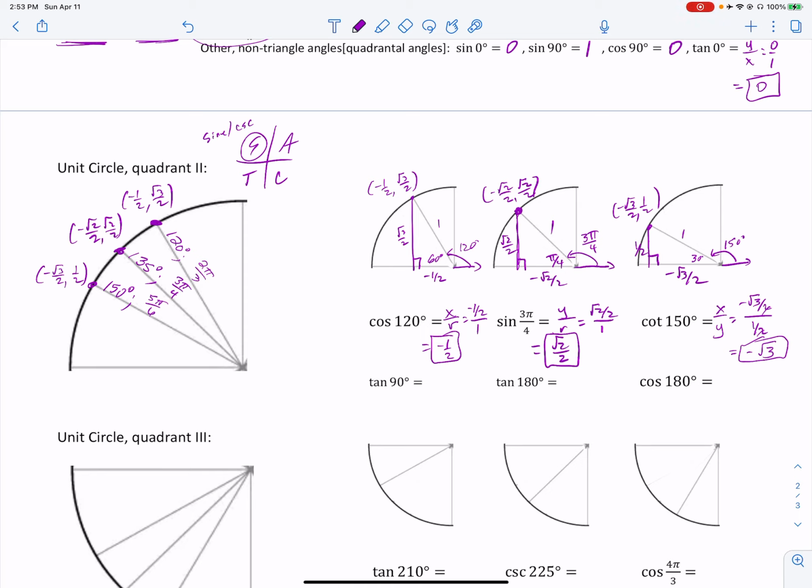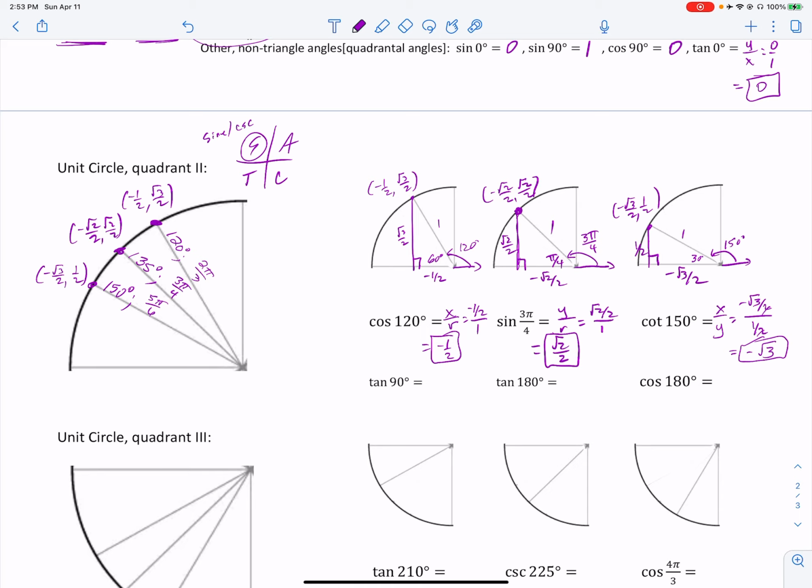And so sine of 150 degrees is the y coordinate, 1/2. Cosine of 150 degrees is the x coordinate, negative root 3 over 2. Tangent would be y over x, and you'd end up getting negative root 3 over 3 when you rationalize.